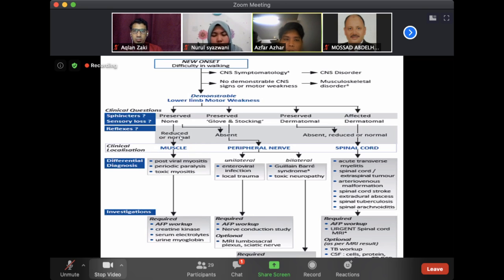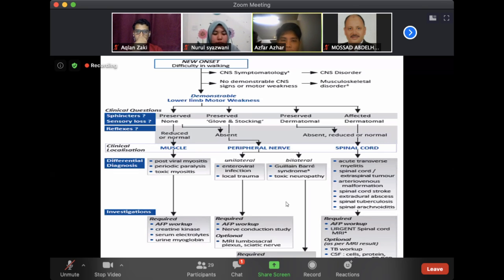If the sphincters are preserved, however, there is a glove and stocking sensory loss and also absent reflexes, we might consider the peripheral nerve as one of the causes of AFP. But if the sphincter is preserved and the sensory loss is located dermatomally, so we know the site itself, it might be caused by the spinal cord itself, because the spinal cord has an exact level of lesion. That's why we know the dermatomal lesion of the AFP. Okay, so that's why we have several differential diagnoses for muscle, peripheral nerve lesion, and spinal cord lesion, and the investigations are also different.